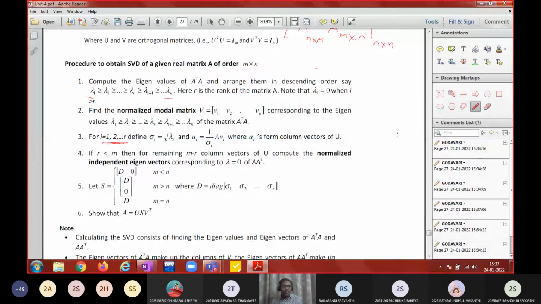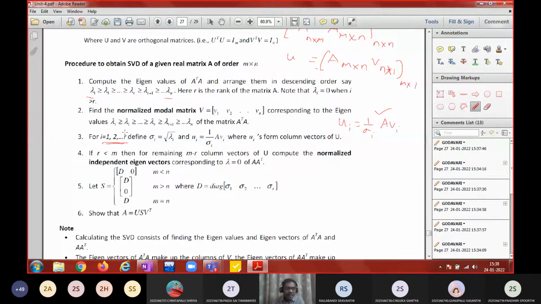Then for each singular value, you define a vector like this: ui equals 1 by sigma i into A into Vi. What is A? A is an m by n matrix. What is V? V is an n by 1 vector. The product, m by n into n by 1, is m by 1. So the u vector has m components. Divide each component by the singular value, and that gives the column vectors of U.